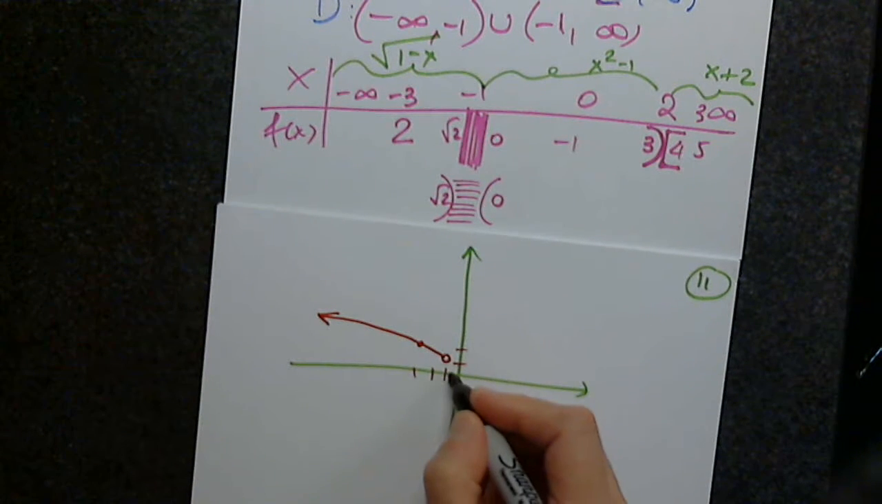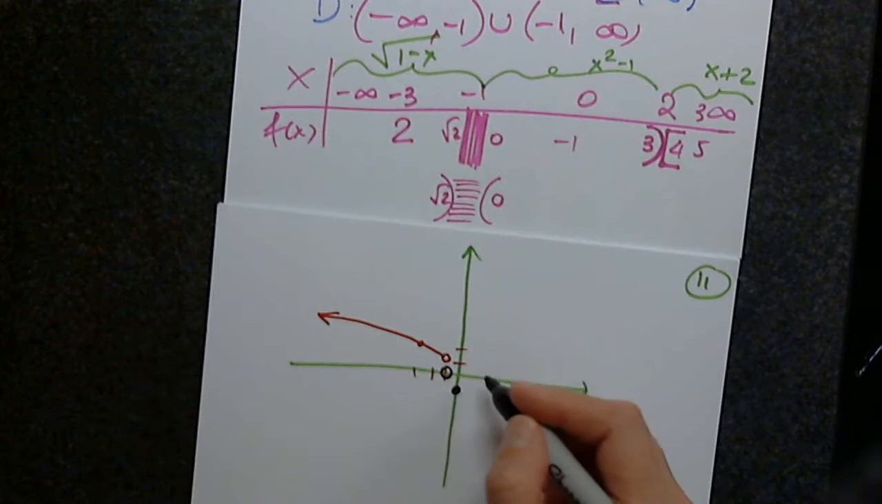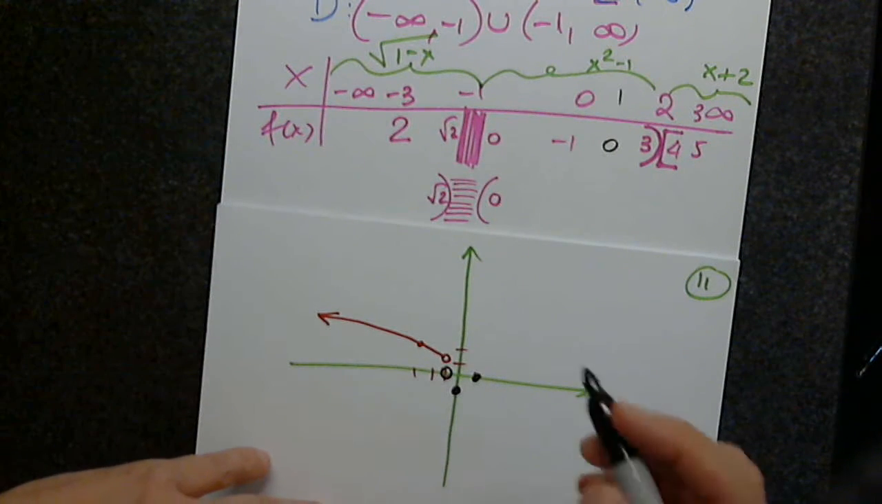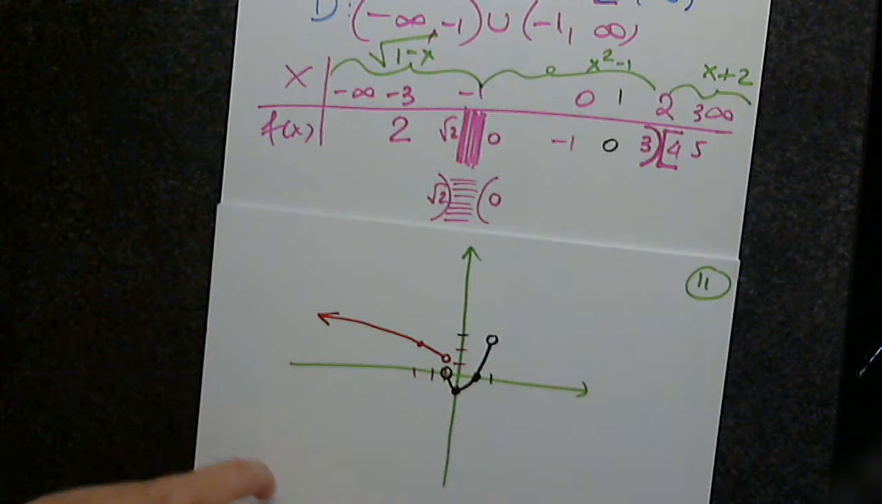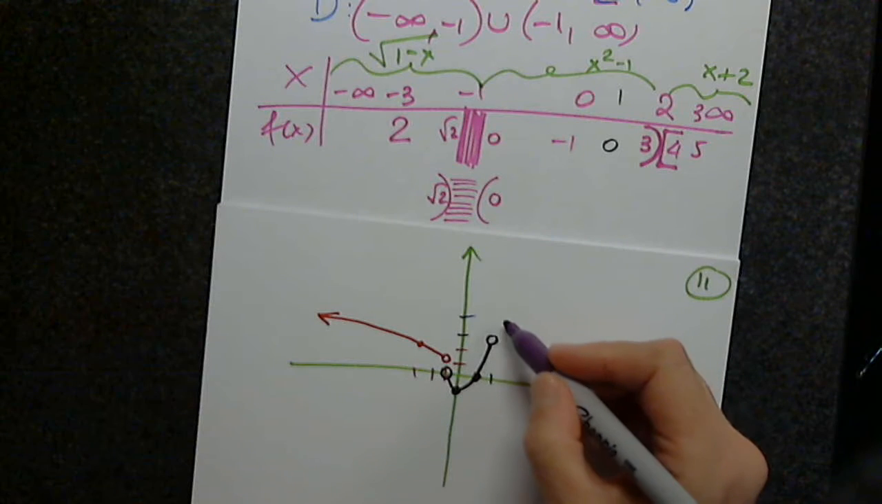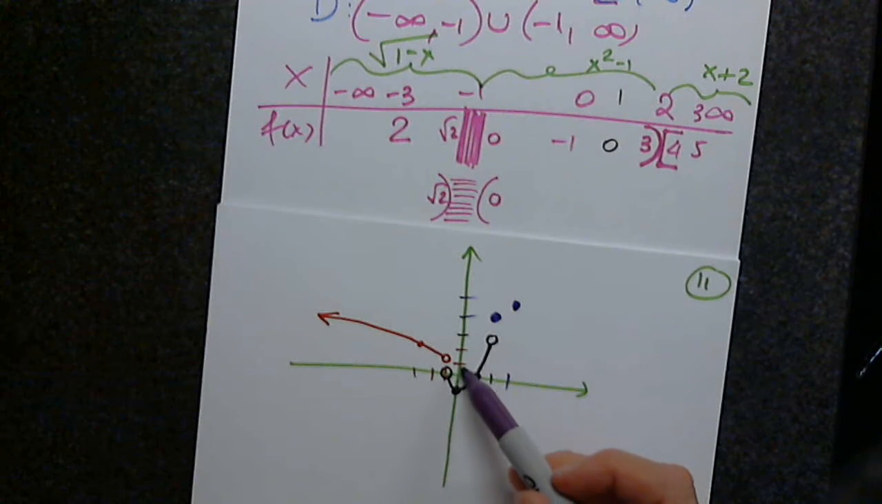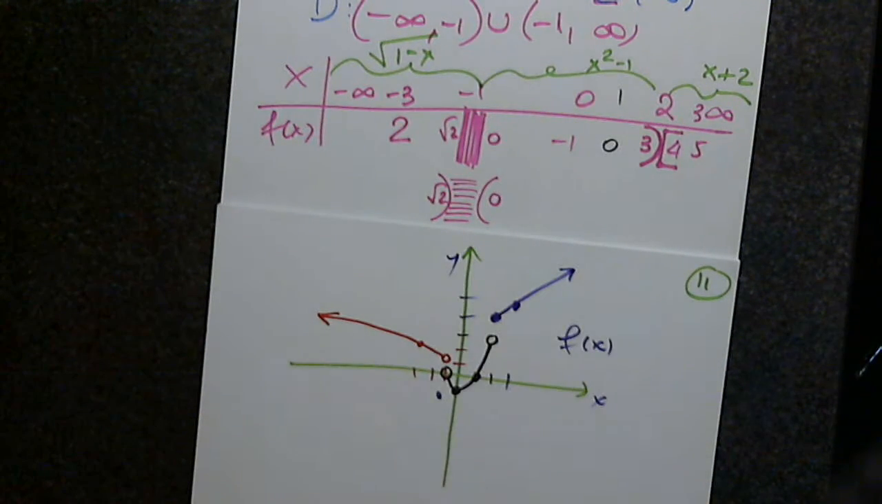Then we have negative 1, 0. 0, negative 1. And I should have put also 1 in here. It's an important point. And 2, comma 3, with an open point. I know that this is quadratic, and it has to look like this. That's in the middle. It's x squared minus 1. And then 2 comma 4. It's a full point. And 3 comma 5. Yes. I thought you said that there was an error. So this is the graph of the piecewise defined function.